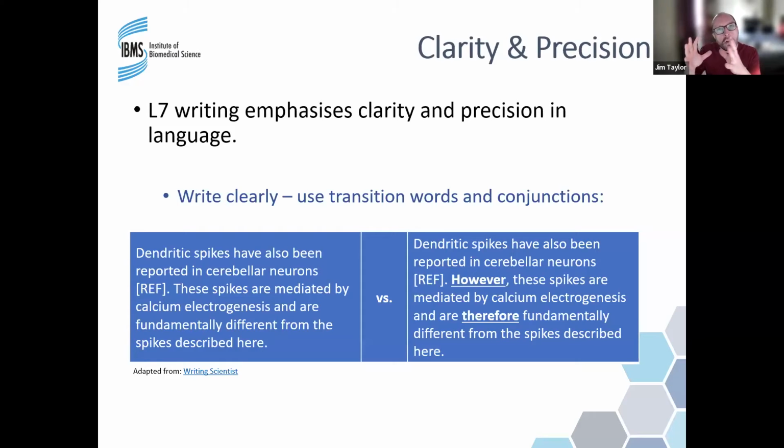So the version on the right here is better because I get the same information. The second sentence contrasts the point with the first sentence, and the therefore means that I'm taking that sentence to its logical conclusion. I'm making the point that the contrast is important because it's different.